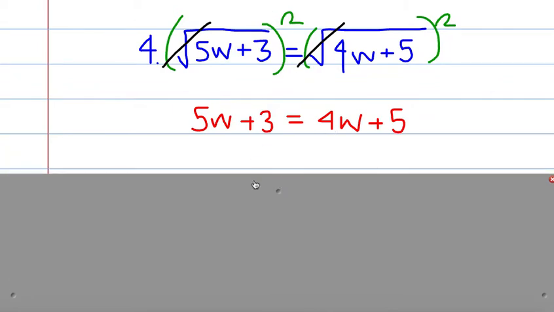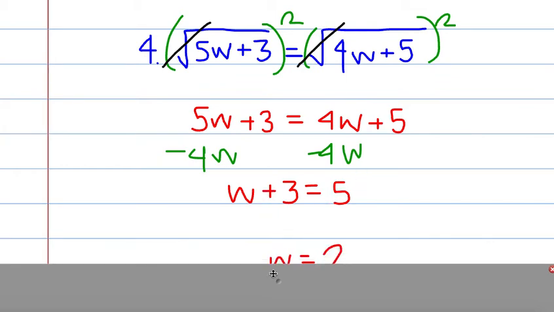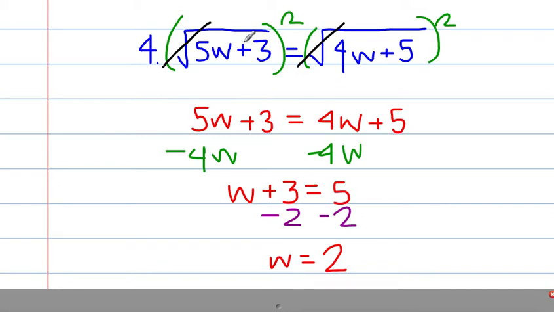So now we're going to just subtract 4w, which will give us just w plus 3 is equal to 5. And we're going to subtract 3 from both sides to get w, excuse me, sorry, this is supposed to be subtract 3 from both sides. I got ahead of myself. 5 minus 3 equals 2, so w is equal to 2.